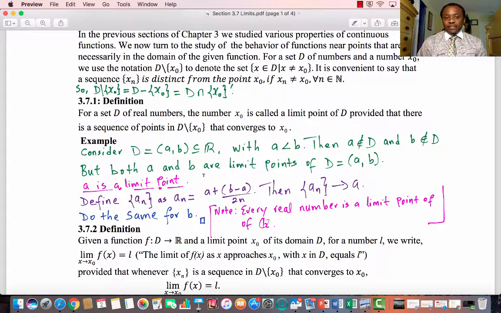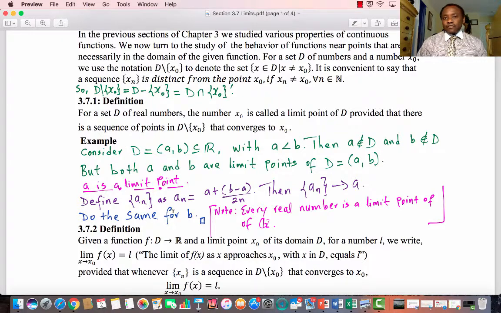So let's go ahead and verify that a is a limit point of D. Define the sequence an as an equals a plus (b minus a) divided by 2n. Observe that if n equals 1, then we have a plus (b minus a) over 2, which would just be (a plus b) divided by 2, and that is the midpoint of (a, b). So the sequence an is a sequence in D. an converges to a, which is not a point in D. So a is a limit point of our set D.